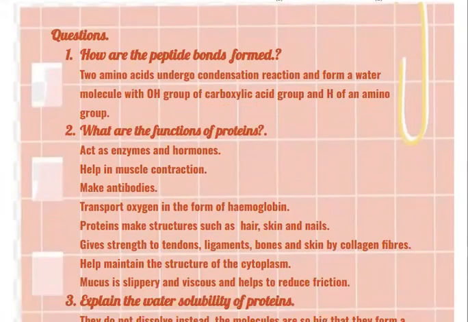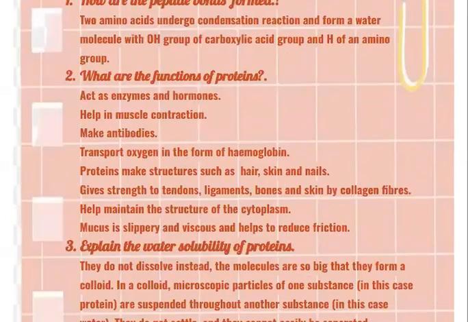Questions. 1. How are the peptide bonds formed? 2 amino acids undergo a condensation reaction and form a water molecule with the OH group of the carboxylic acid group and the H of an amino group.